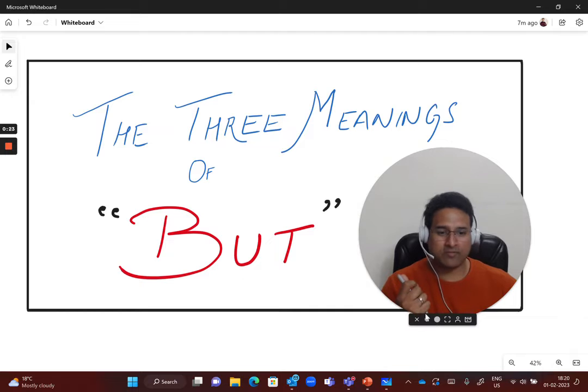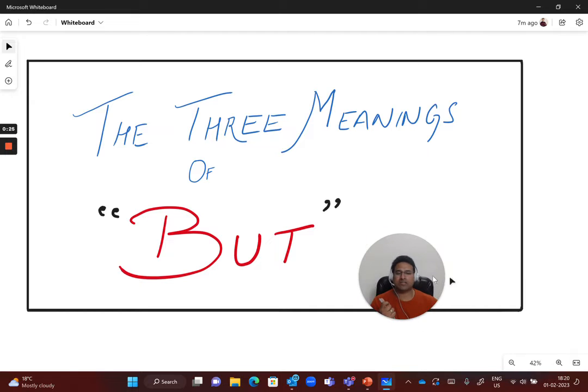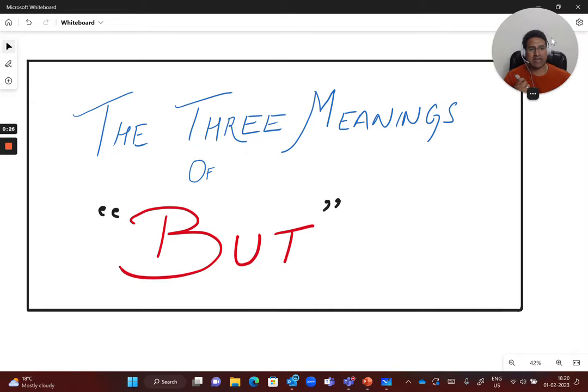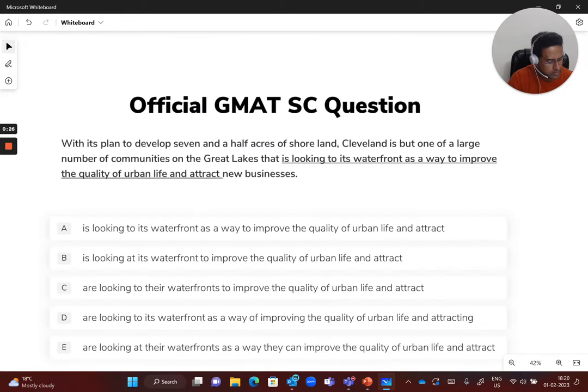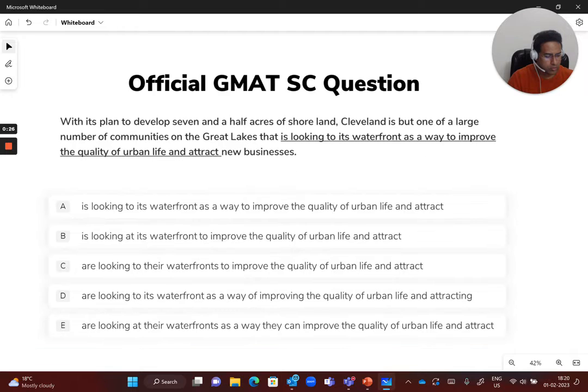Let's start by first looking at one such 700 level SC question that incorporates the use of the word but. Now this is that question. I am not going to be discussing this question right away, so if you have not solved this question as yet, now would be a good time, because after we discuss all the meanings of but, we're going to come back and then see which one applies to this question.